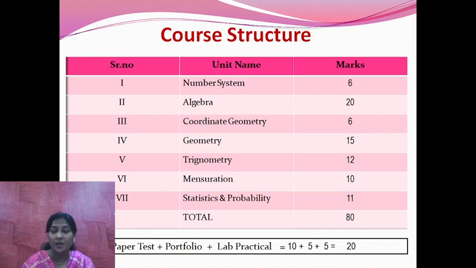Plus at the same time 20 marks you are having for the paper pen test, which will be conducted in the school. At the same time the portfolio, which will include your class works and your activities. Third is the lab practical of mathematics. So in this way you will be covering 20 marks at school level and 80 marks in your board papers. Okay.